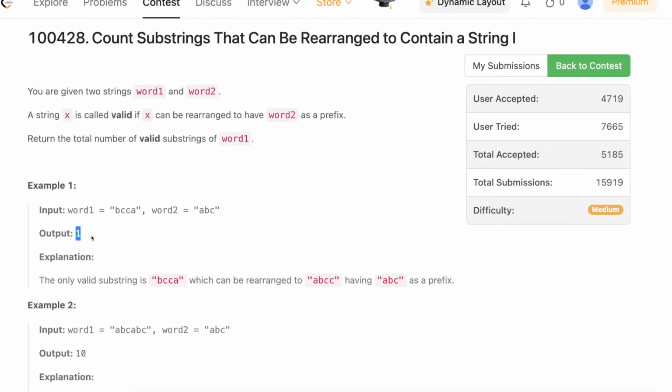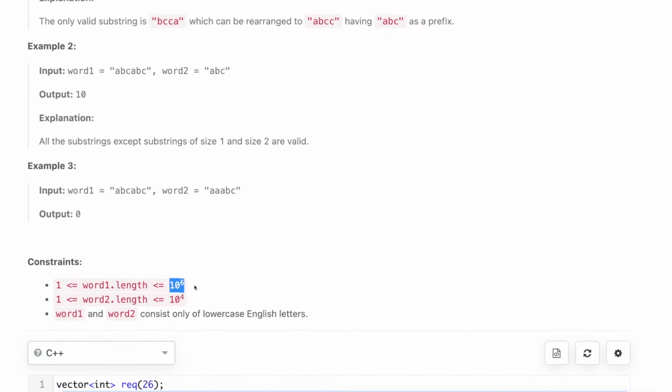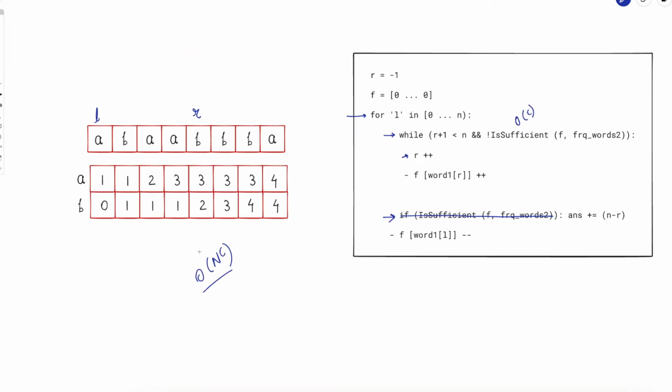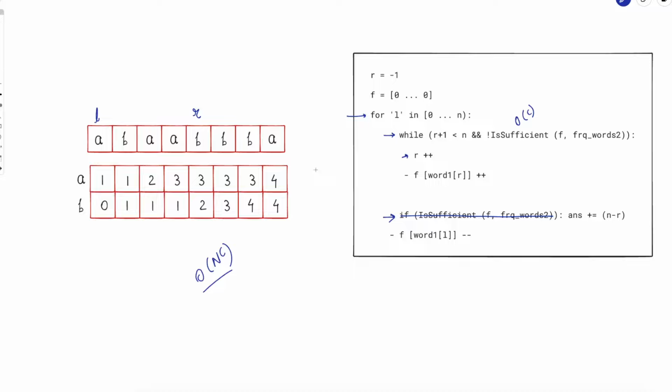Now, if you look at the fourth problem, the constraint is 10 power 6 is the value of n. C is still 26. So 10 power 6 into 26, it's still within the time limits. But they have additionally said that the memory limits are smaller than usual. In other words, they are trying to hint that this order n into C memory that we are using here is something we are not allowed to use. And hence, this order n into C algorithm would not work. You need to somehow come up with a linear time algorithm itself, which is order n itself.